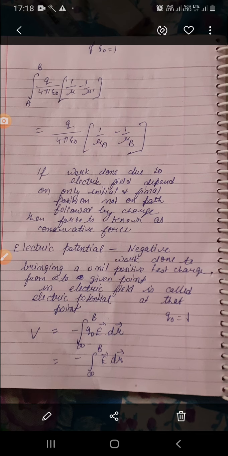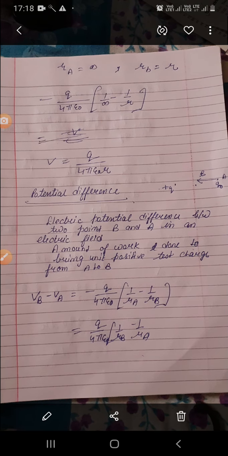Now suppose a charge is displaced from infinity to b at its final position, then the work done will be minus integration, limit infinity to b, q naught E dot dr. Why are we taking the minus sign? Because we are doing work against the direction of the electric field. So when we put the value, the electrostatic potential will be minus q upon 4 pi epsilon naught, where Ra is equal to infinity and Rb is equal to R.